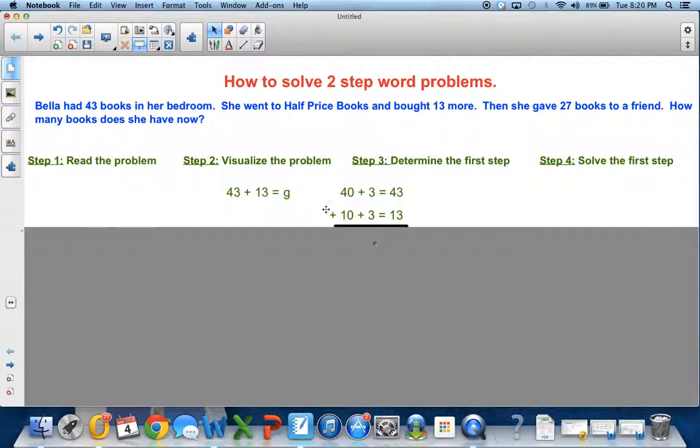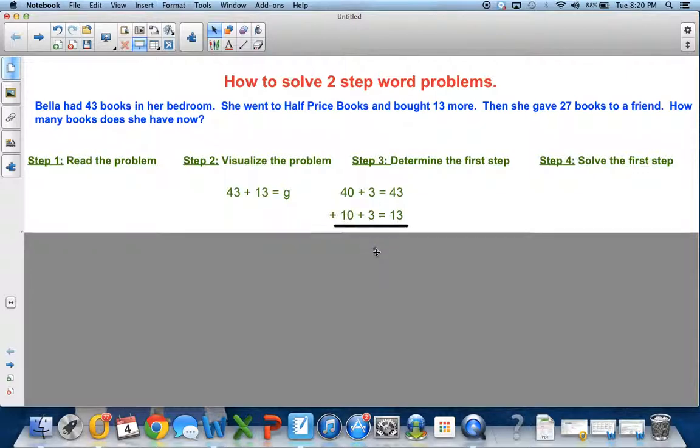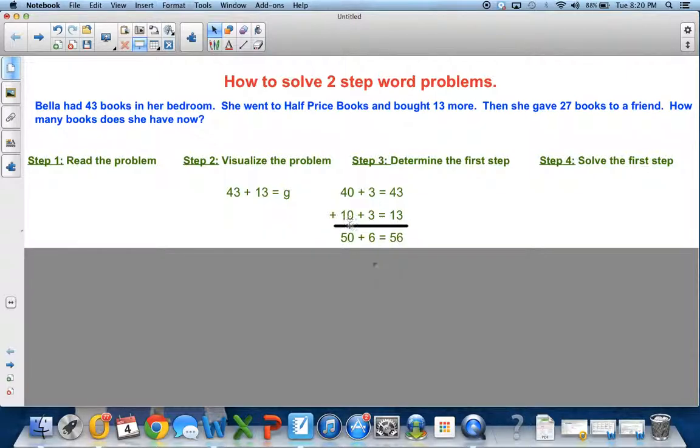It's very important to put your symbol here so you know what you're doing. 3 plus 3 is 6. 40 plus 10 is 50. So now we come down here and we write our answer. 50 plus 6 equals 56. So we know that Bella now has 56 books. But have we answered the entire question? No, because she gave away 27 books to a friend. So we need to come and do the next steps.